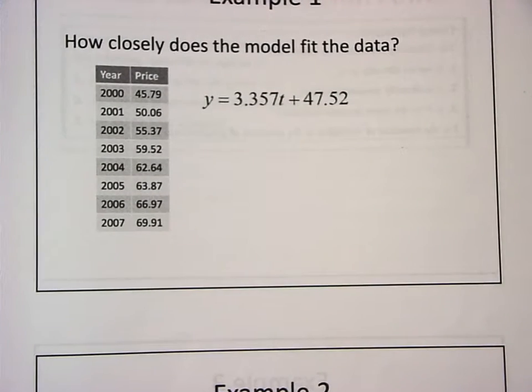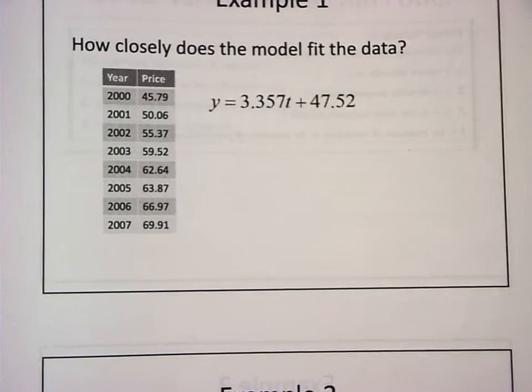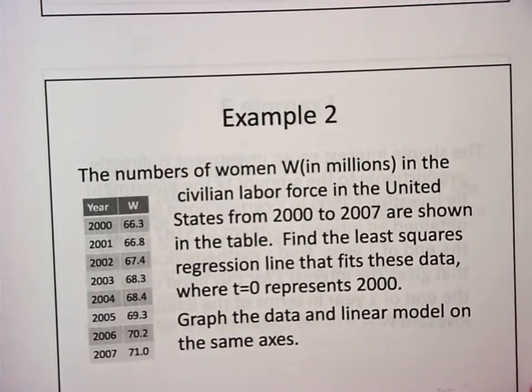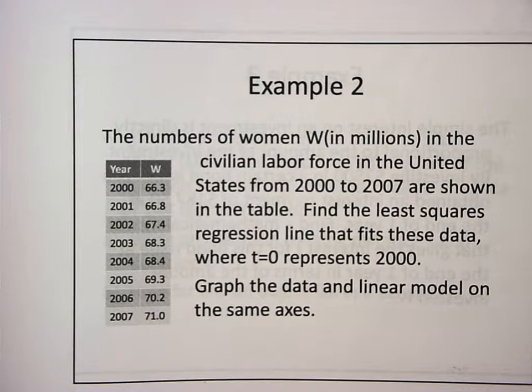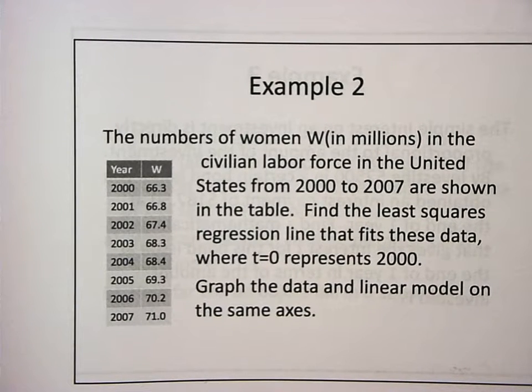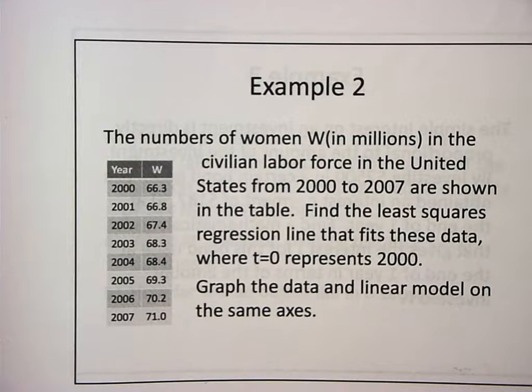Let's do another one of those, but instead of them giving you the equation, we're going to figure out the equation. Okay? So for this one, the number of women in millions in the civilian labor force in the U.S. for those same years are given. Find the least square regression line that fits these data. Okay? Now the way this is behaving, it is behaving linearly. So we're going to do a linear regression.